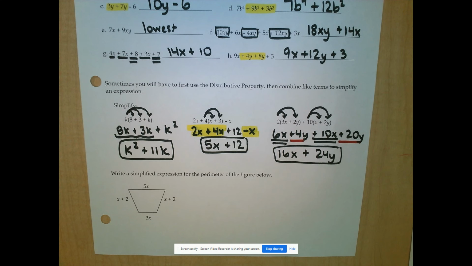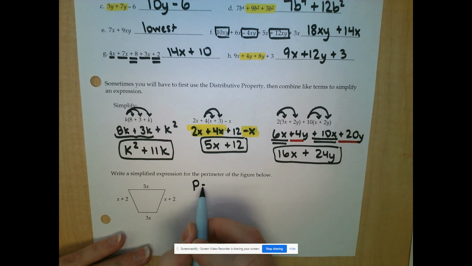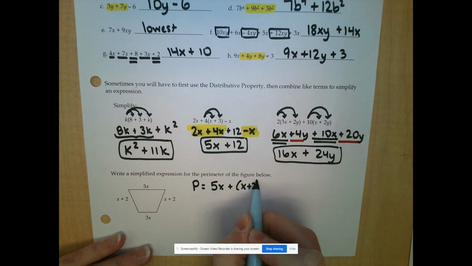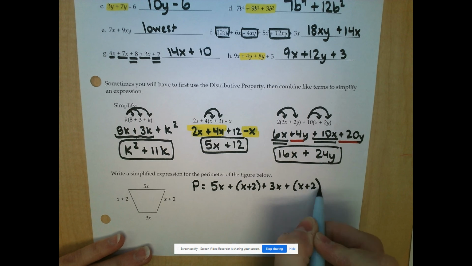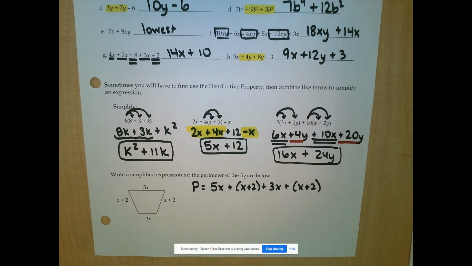Write a simplified expression for the perimeter of the figure below. Perimeter is where we add up all the sides. So 5x plus x plus 2 plus 3x plus x plus 2. Now, since I'm not multiplying, there's no distributive property. This is just a series of things getting added.